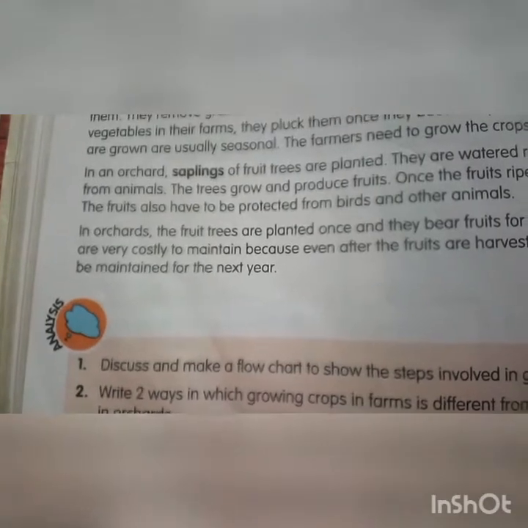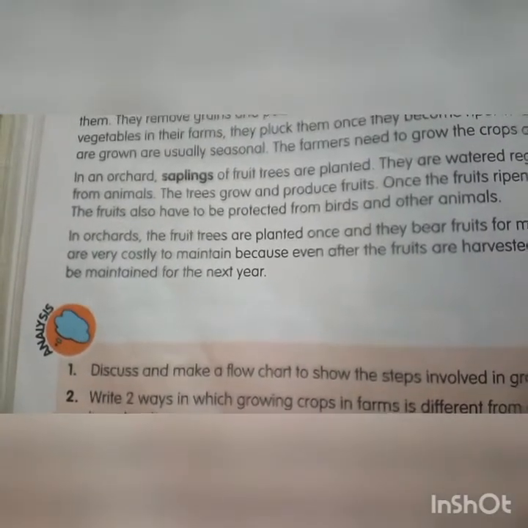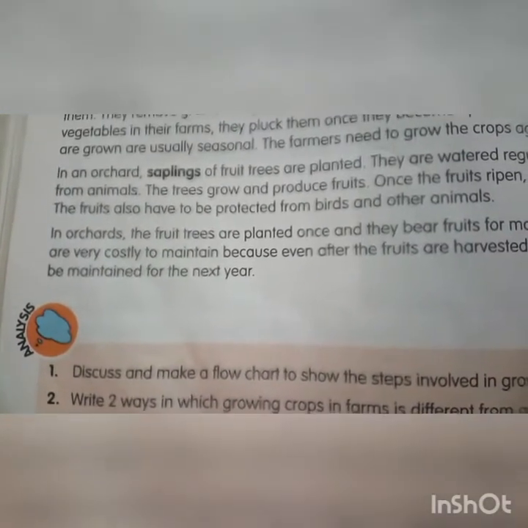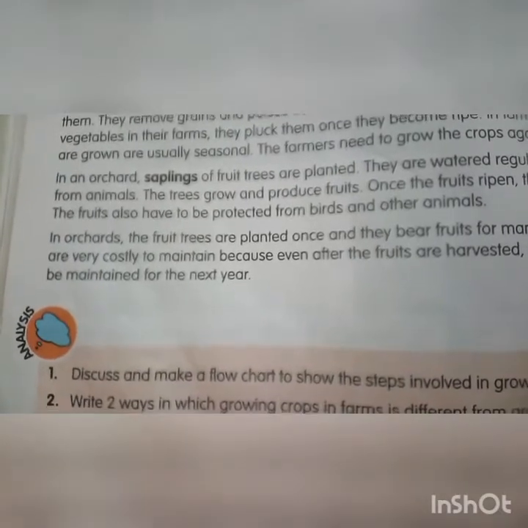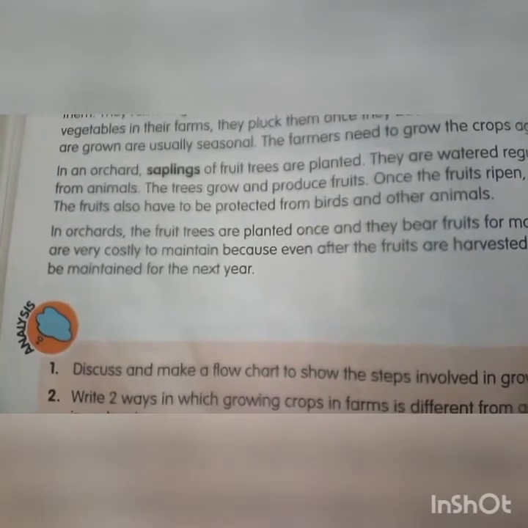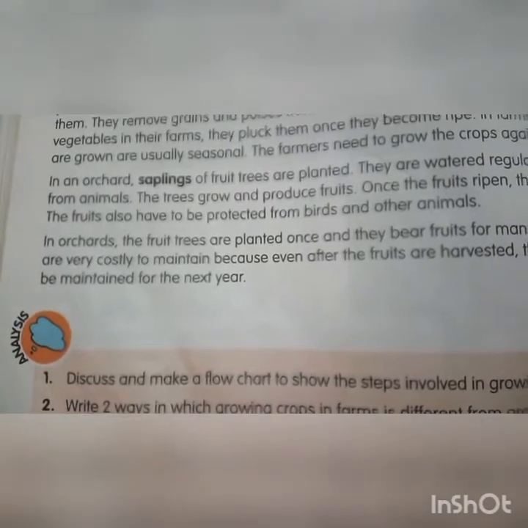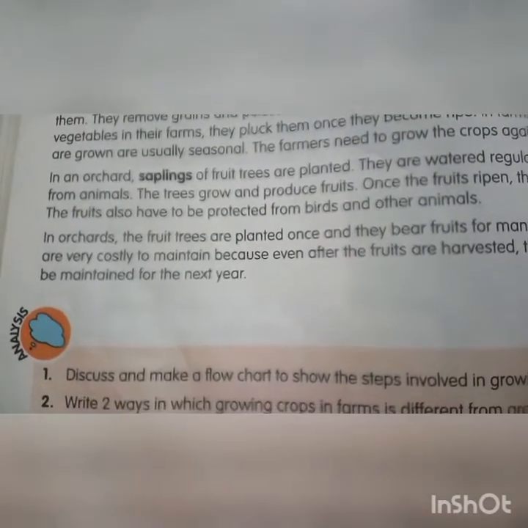They are watered regularly and kept safe from animals. The trees grow and produce fruits. Once the fruits ripen, they are plucked. The fruits also have to be protected from birds and other animals.